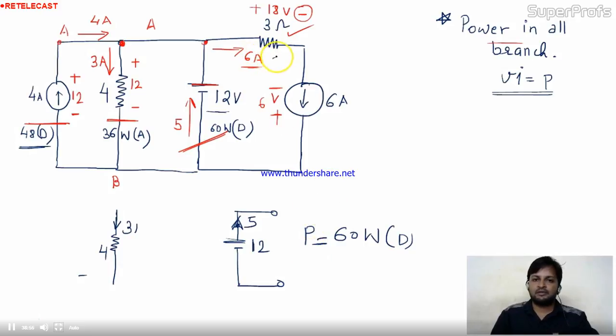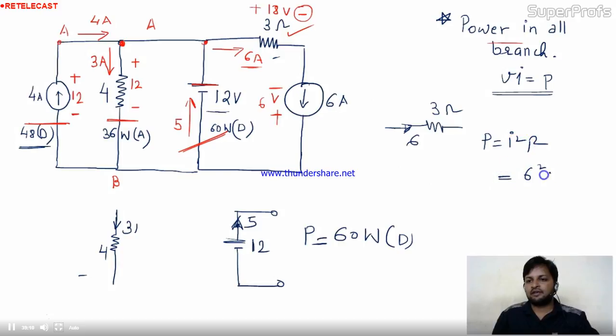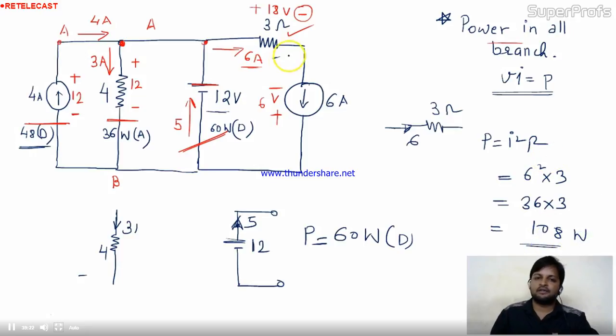Now come to the 3 ohm resistance. The current in the 3 ohm resistance is 6. So the power is I square R. I square is 6 square into 3. 36 into 3. 6 3s are 18, 1 108. Sorry, 108 watt. Absorbed power. Dissipated power.